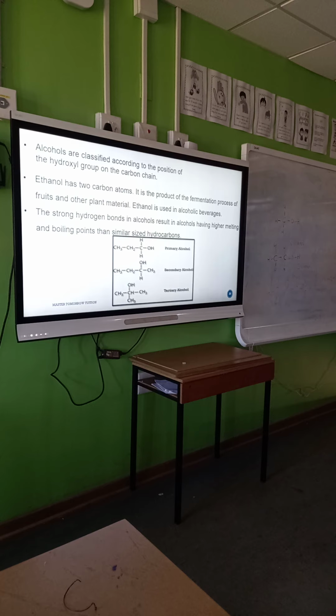Elaborate. In the primary alcohol stage, the OH is at the end of the chain. In the secondary alcohol stage, the OH is somewhere in the middle of the carbon chain, and there's only a single hydrogen bond on the other side of the carbon atom. And in the tertiary stage, the OH shares the carbon bond with another branch.